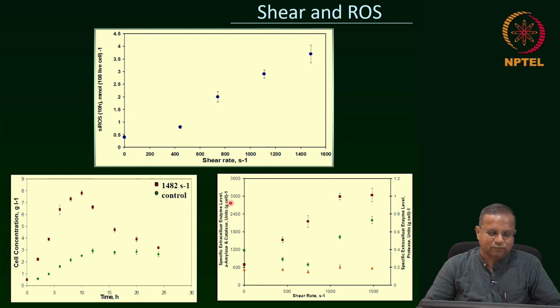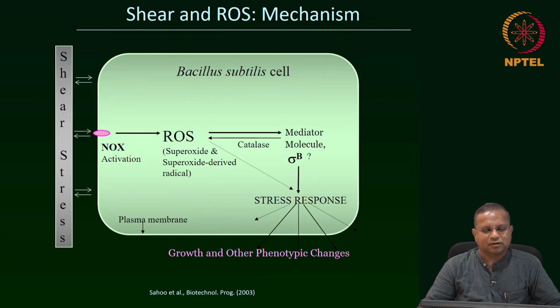And also the specific intracellular enzyme level of 3 different enzymes. This is extracellular, this is intracellular enzymes. And with the shear rate, there are changes in 2 of these enzymes. Okay. So, all these were interesting, and then Susmita also worked out the mechanism by which this happens, and she proved some parts of it.